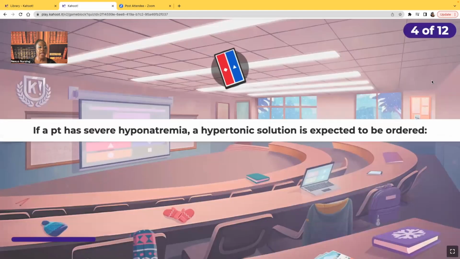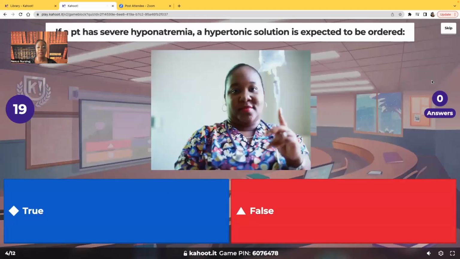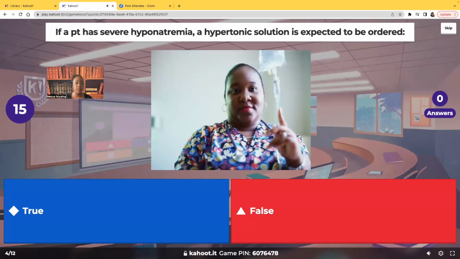True or false? If a patient has severe hyponatremia, a hypertonic solution is expected to be ordered. Is that true or is that false? If they're hyponatremic, you expect for a hypertonic solution to be ordered.